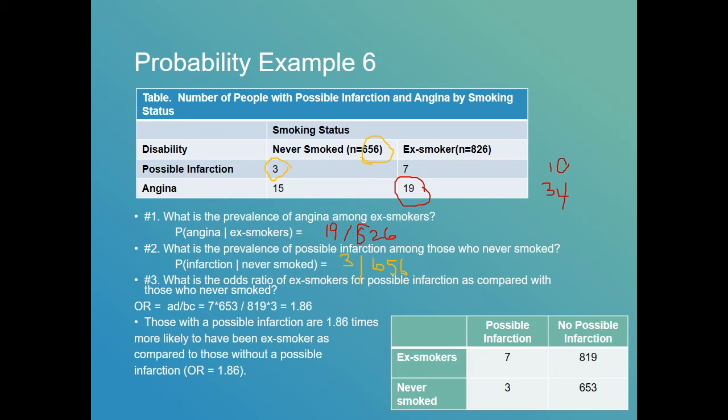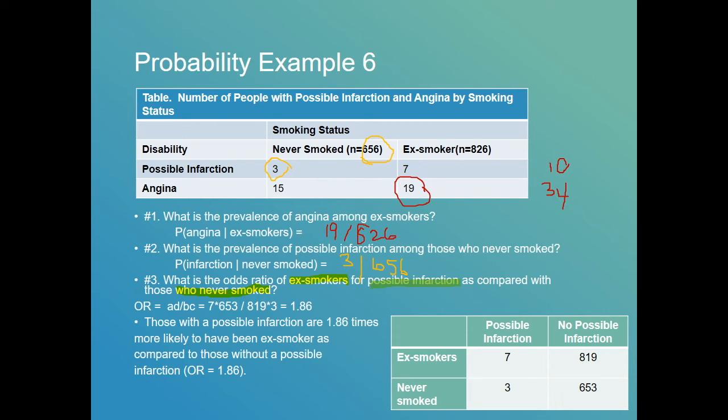The third question is talking about the odds ratio. So what is the odds ratio of ex-smokers for possible infarction as compared to those who have never smoked? So we want to look at ex-smokers for possible infarction as compared to those who never smoked. And then the other thing we're looking at here is possible infarction. So we want to see the odds ratio.